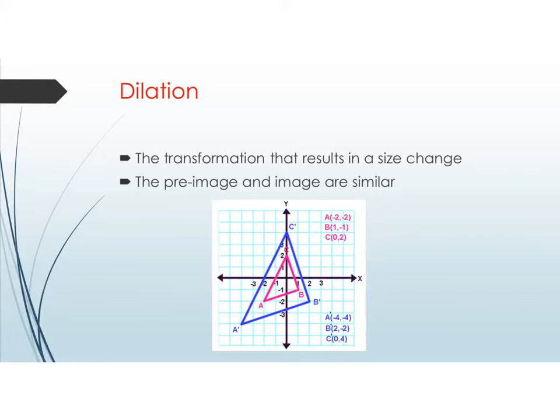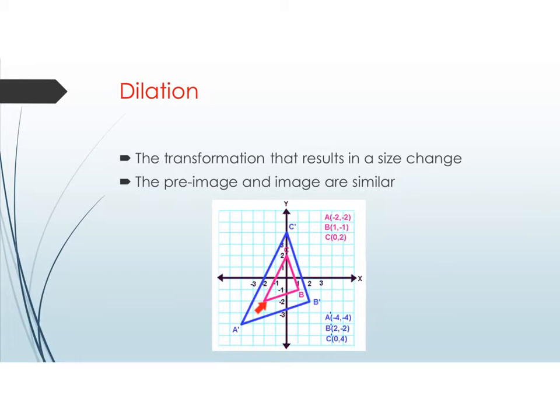Alrighty, so a dilation is the transformation that results in a size change. The pre-image and the image are similar. Again, not congruent. They are similar. So in this one, this one shrinks, right? Probably the origin, I'd imagine, on this one, and it'll give you a point. It'll shrink to here. But again, I'm sorry, this one expands. I said it backwards. I do apologize.